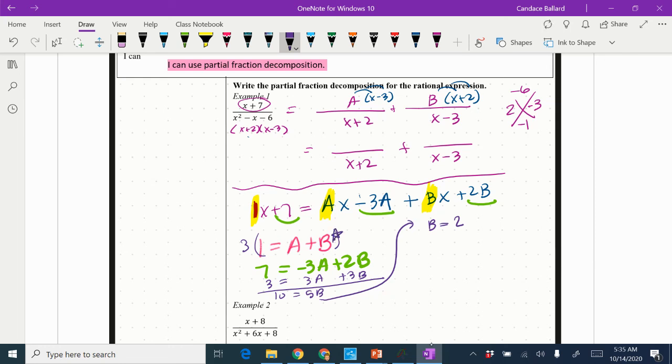I'm going to substitute, so I could put that actually up here. So that's the numerator there. And then I'm going to substitute that b into this pink equation. So I get 1 equals a plus 2. And then I'm going to subtract the 2, which gives me -1 equals a, and that's the numerator of this equation.